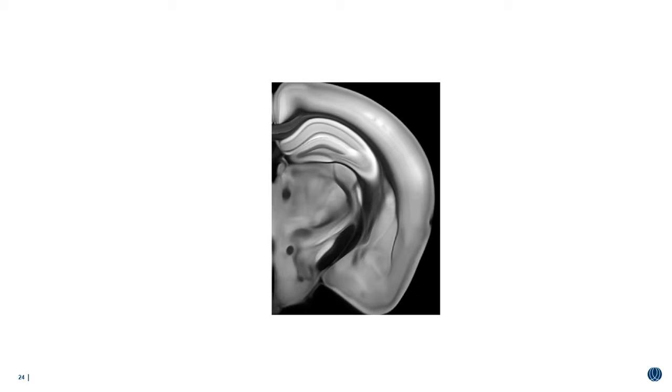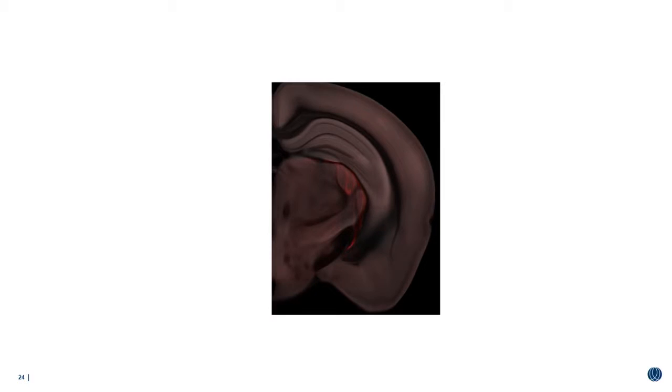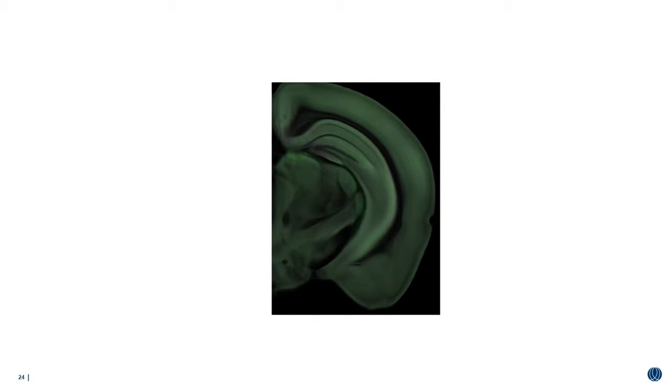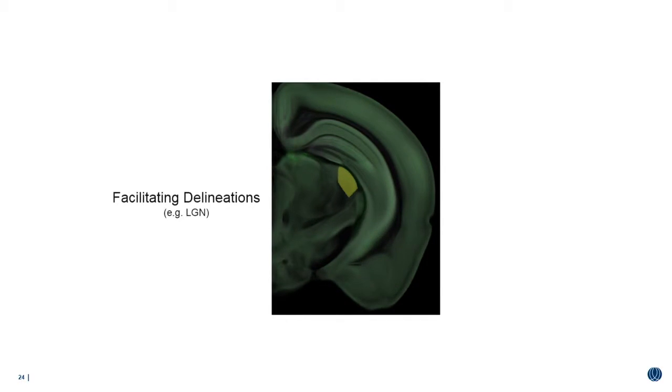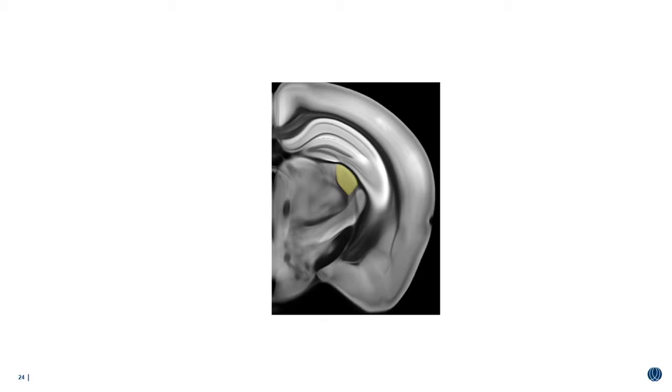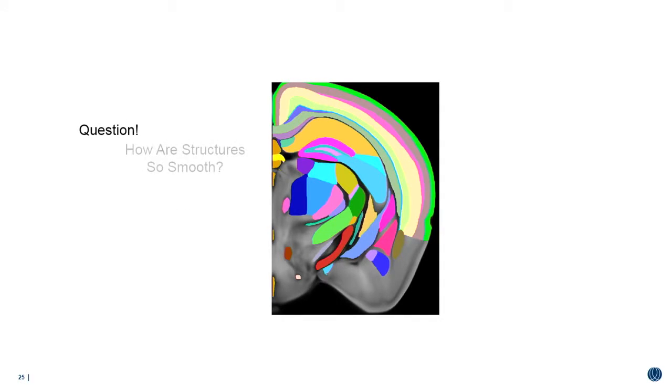The new version of CCF, however, starts with the registered template, which was mentioned earlier by Yang. And you can start to throw in transgenic data and additional transgenic data, which allows one to start to delineate, for example, the dorsal part of the LGN, eventually resulting in brain-wide atlasing. So one question is, how do we get the structures so smooth? Chuanxin showed the older version, which looked very jagged in its three-dimensional totality, and the new version is smooth. How do we get there?